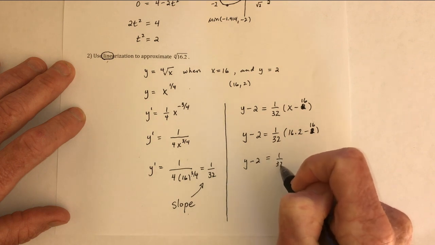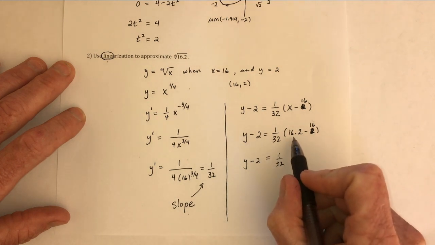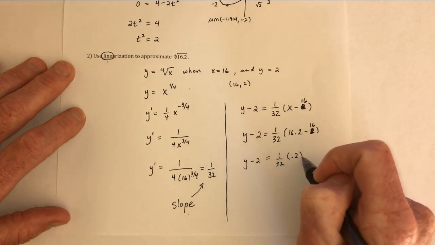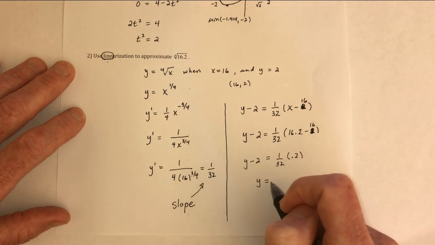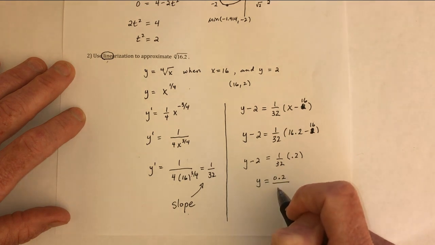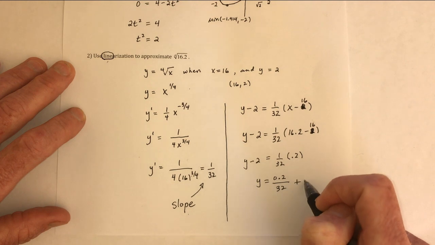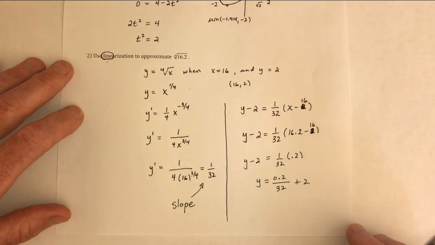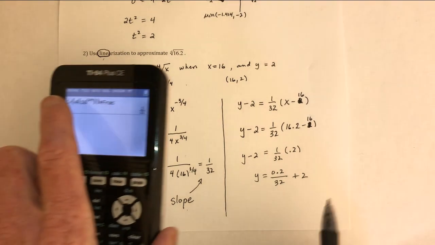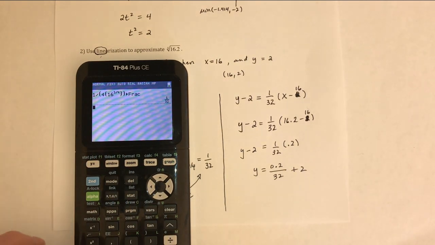So it's 1/32, and then 16.2 minus 16 is just 0.2. And then last, solve for y, so it's going to be 0.2 divided by 32, and then add 2 to both sides. And of course, I could do this without a calculator, but since I paid for the calculator, I might as well use it.